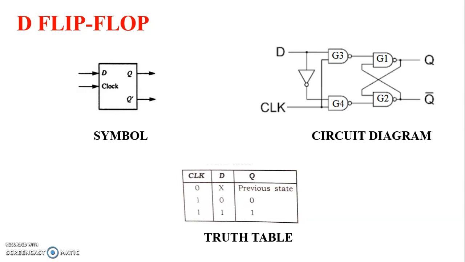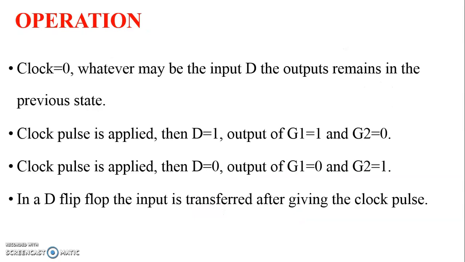Whenever I give a clock pulse to the flip-flop, it just transfers the data from one state to another state. So this is the major process of the D flip-flop. For data transmission purposes in a digital circuit, we use a D flip-flop. So these are the truth tables of the D flip-flop. Next we come to the operations of the D flip-flop.